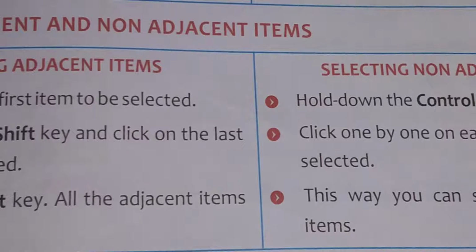For adjacent items, you have to press the Shift key along with the last end key. For selection of non-adjacent items, you can hold down the Control button, then click on the selected area. This way you can do adjacent and non-adjacent selection on items.